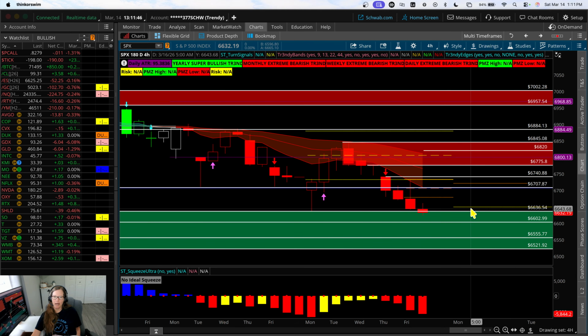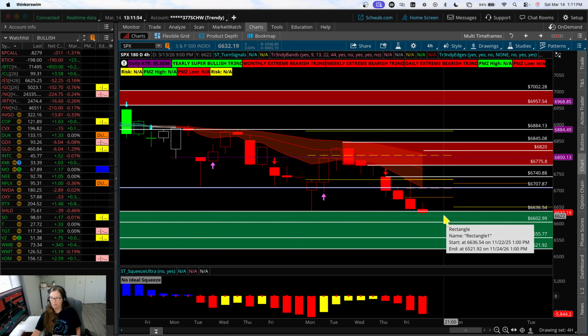As far as where I want to be a buyer, well, we're in that buy zone. What do I look for when price is in a buy zone, you might ask? I'm looking for confirmation. I want to see higher lows and a break above the body in order for me to get long in this tested zone.